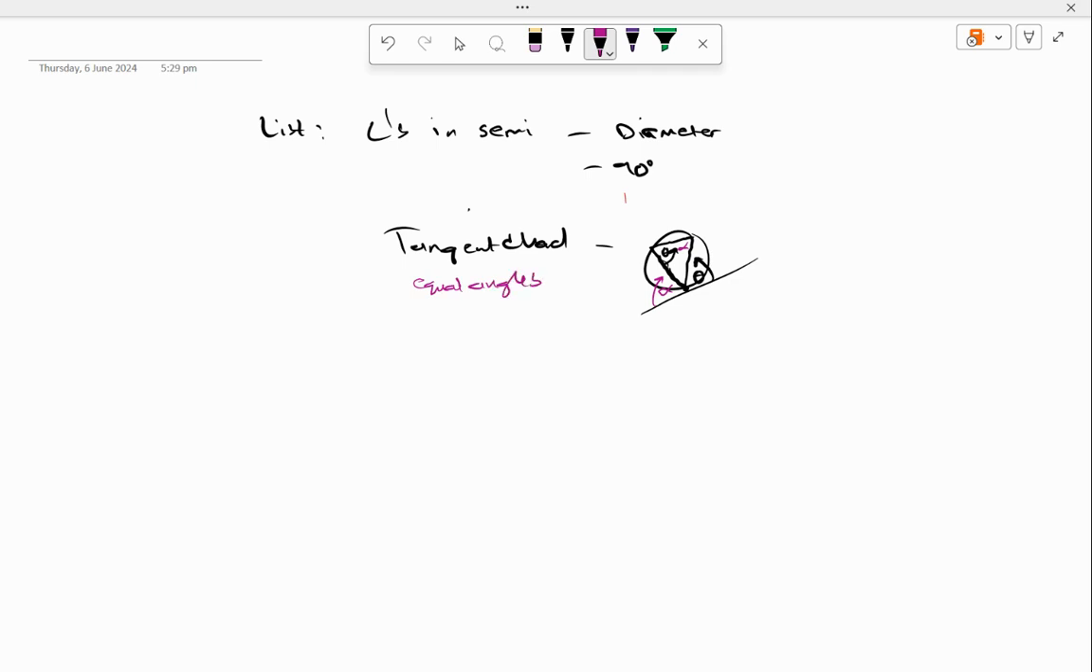Tan chord theorem is about equal angles. They're not any particular size. Whereas angles in a semicircle is about angles in a diameter. So you have to have a triangle, a diameter, and if you have that, you have a standard 90 degrees always.